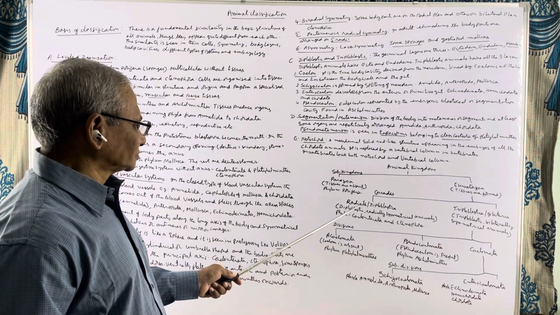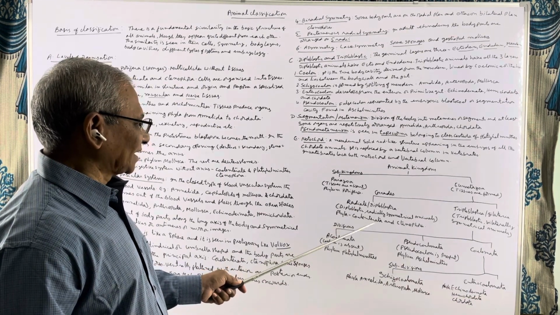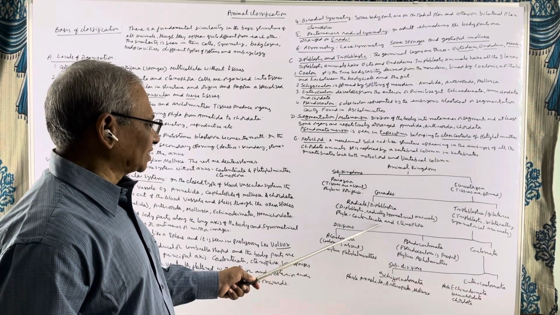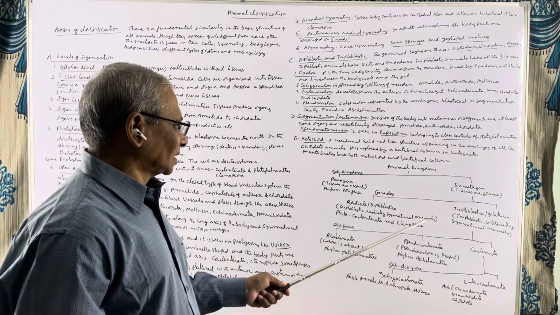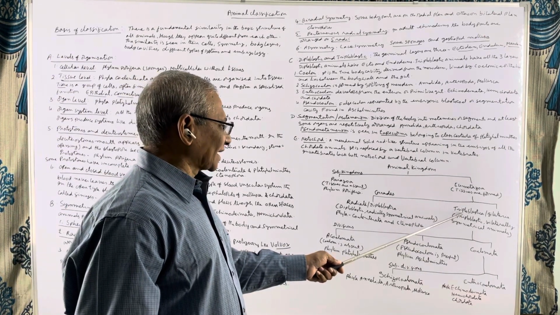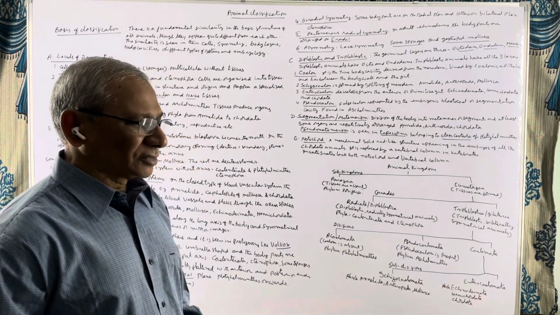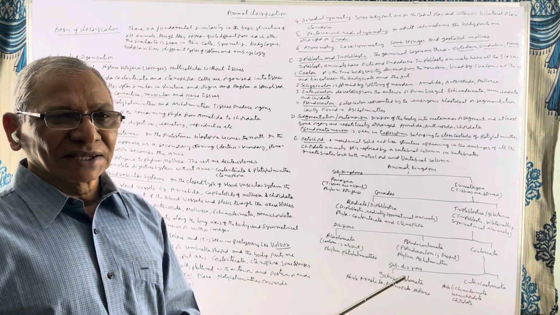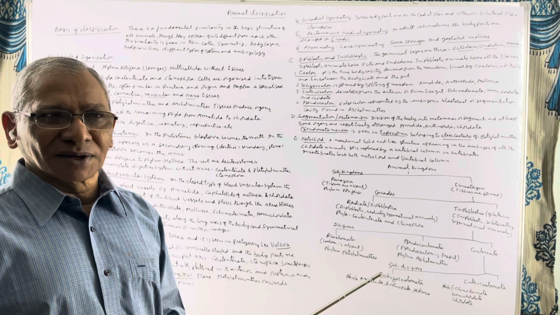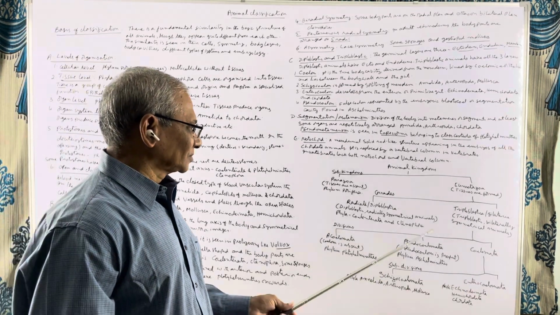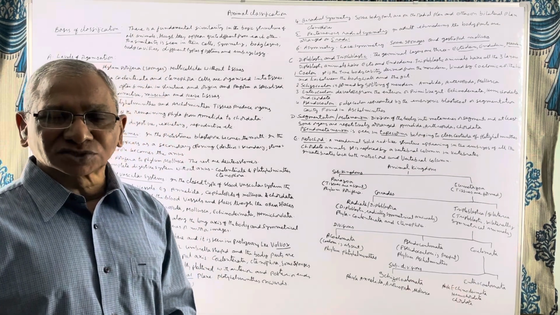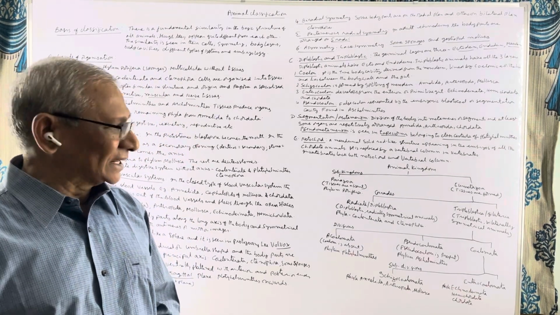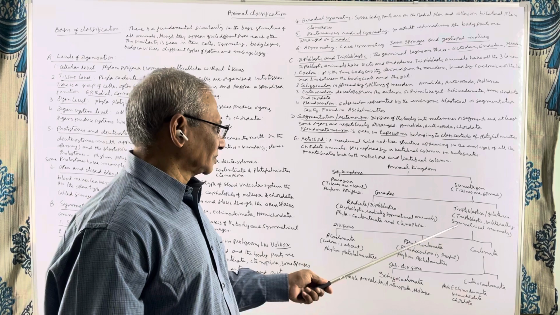Then, phylum Coelenterata and phylum Ctenophora belong to this grade. The other grade is Triploblastica. Triploblastica means they have all the three germinal layers, ectoderm, endoderm and mesoderm. They also exhibit bilateral symmetry. That's why it got the name bilateria.